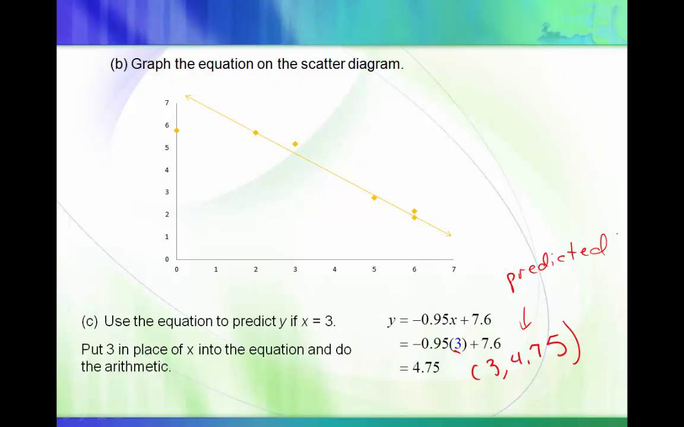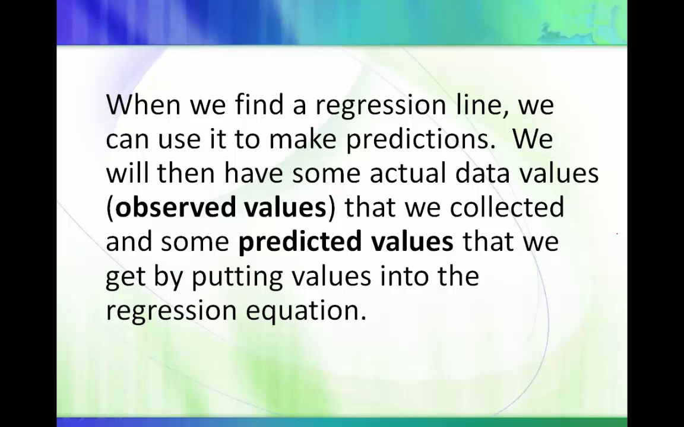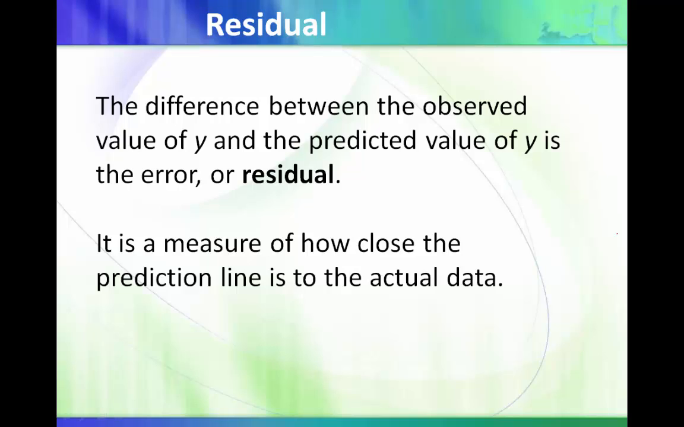Because we used our line of best fit to predict or guess what the value of y would be if x was 3. When we find a regression line, we can use it to make predictions. We will then have some actual data values, which are called observed values, that we collected, and some predicted values that we get by putting values into the regression equation. The difference between the observed value of y and the predicted value of y is the error or residual. It is a measure of how close the predicted line is to the actual data.